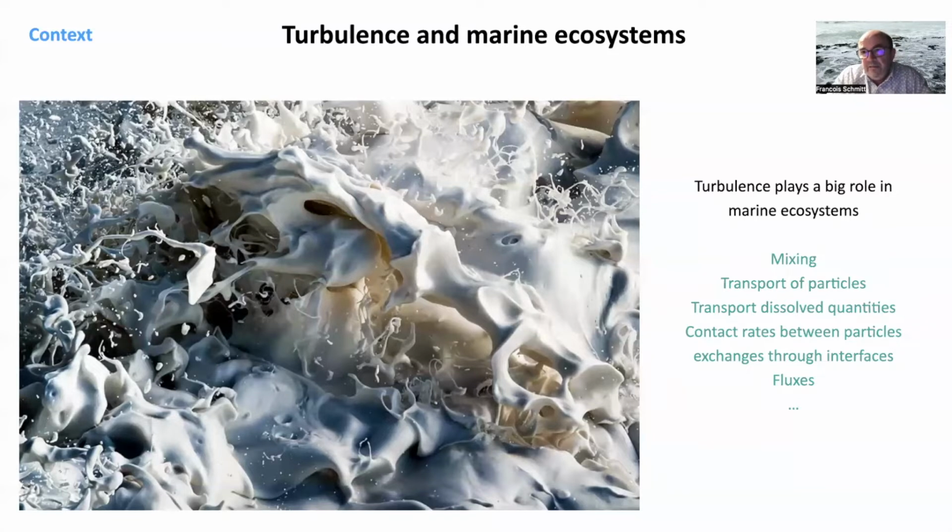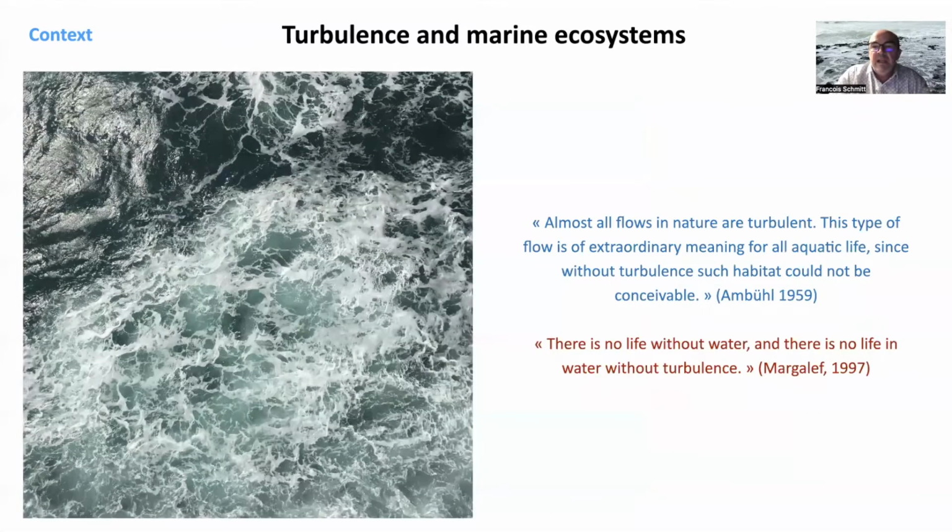Globally, we know that turbulence plays a big role in marine ecosystems. It plays a role for mixing, for transport of particles, transport of different dissolved quantities, and also the contact rate between particles. We have the citation of Arnold in 1959 about the role of turbulence in marine ecosystems, and Margalef in 1997 said there is no life without water and there is no life in water without turbulence.